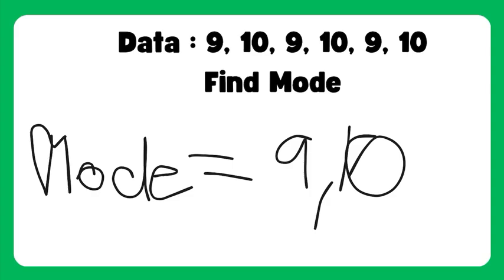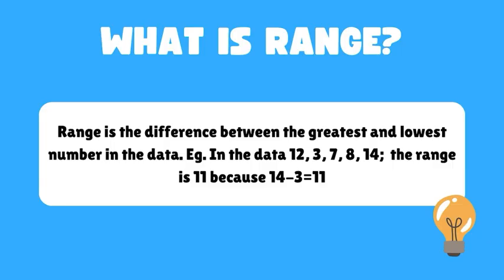And now finally we're going to do range. So range is the difference between the greatest and lowest number in data. Don't forget, difference means subtraction. We are subtracting the greatest number and the lowest number. So for example, in the data 12, 3, 7, 8, and 14, the range is 11 because the greatest number, which is 14, minus the smallest number, which is 3, gives you 11. So the range of this data is 11.